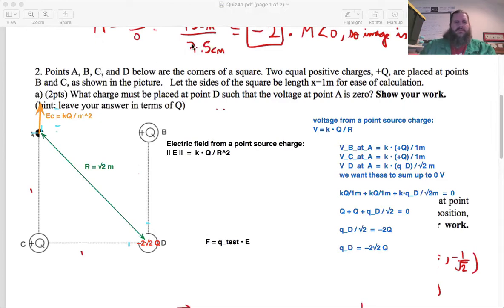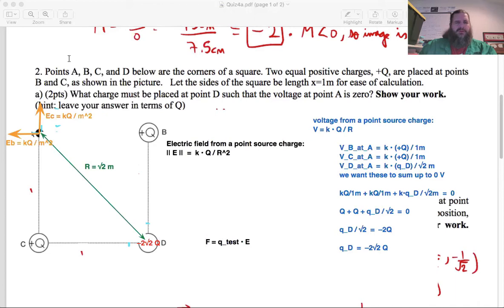From A, it's going to be pointing to the left. Yeah, B creates an electric field to the left at location A. So there's the contribution to the electric field caused by B. And that'll also be kQ over meters squared, just in a different direction.